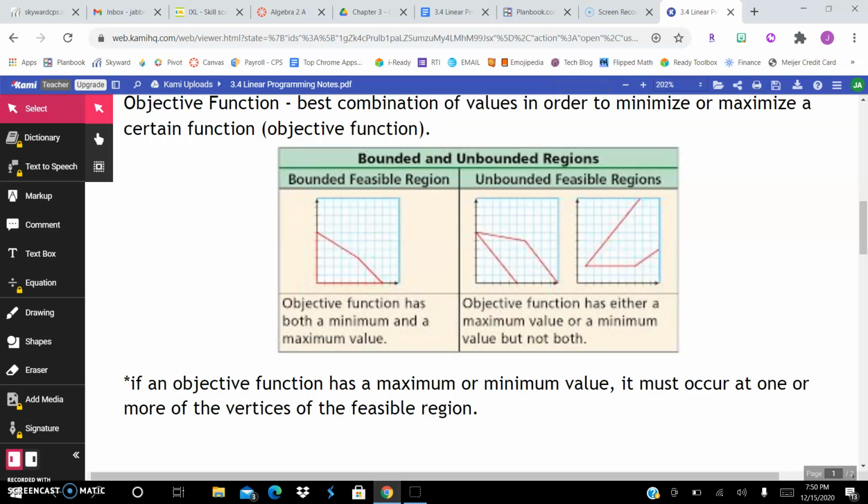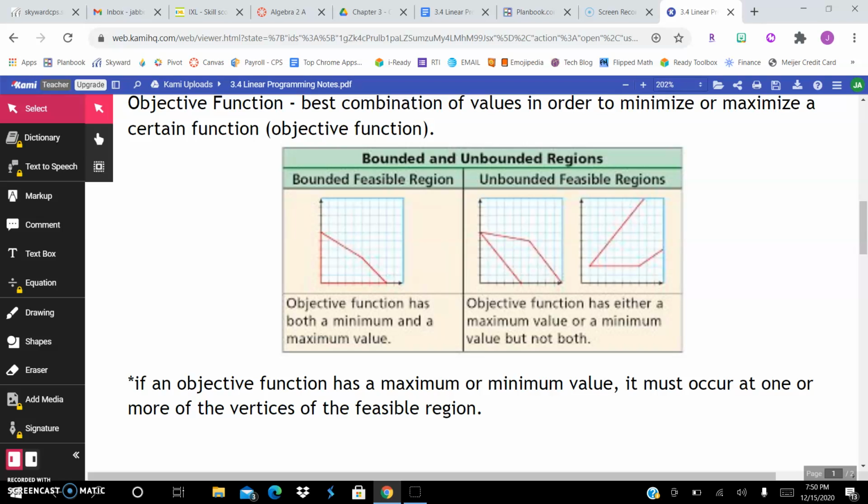A bounded feasible region just means that the region is closed on all sides. And an unbounded region is one that has an open side. As you can see here, this is open down here at the bottom, and this is open here on the top side-ish area. So if an objective function has a maximum or minimum value, it must occur at one or more of the vertices of the feasible region.